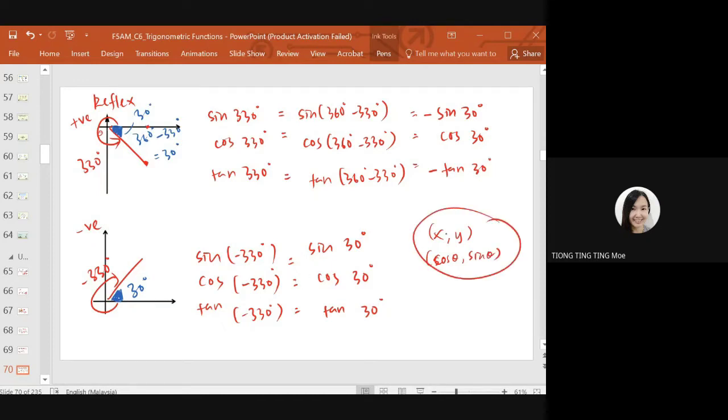Okay, then for the symbol for positive, negative, you look at the Cartesian. This here, positive. Here, negative. It means that cos, positive. Cos, negative. Then up and down, positive, negative. Up means sin, positive. Down means sin, negative. Okay? Can?